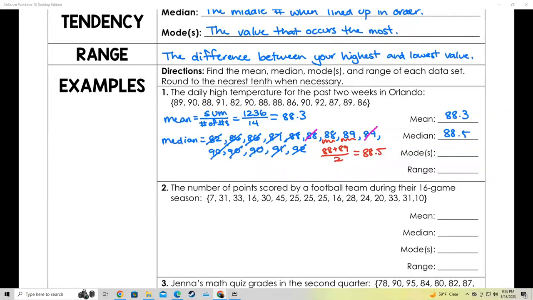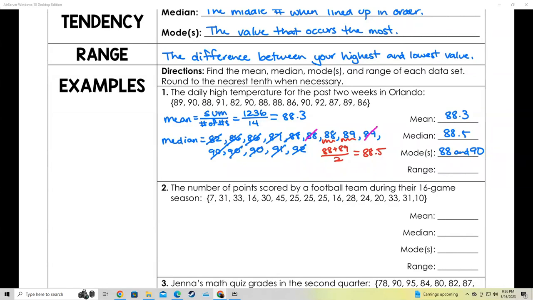In this case, there's a tie, right? The number that occurred the most. Well, let's see. There's only one 82. There's a couple of 86s. There's only one 87. Look, there are three 88s. There's only two 89s, but there's three 90s. A 91 and a 92. So it's a tie between the 88s and the 90s. So you write down both. The mode or the modes are going to be 88 and 90. Both numbers occur the most.